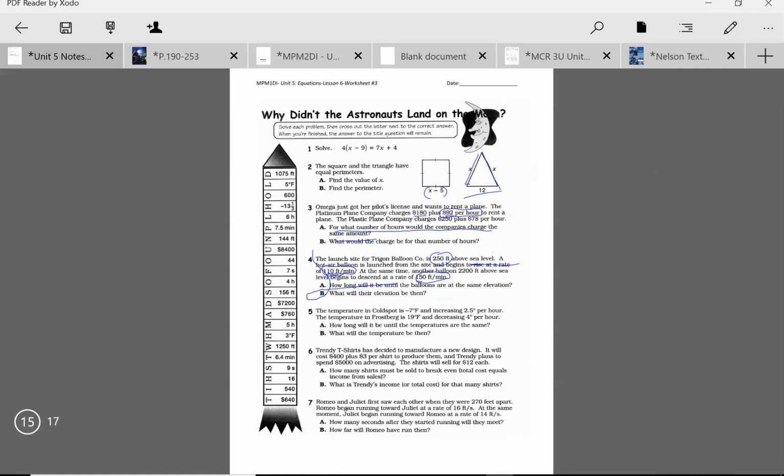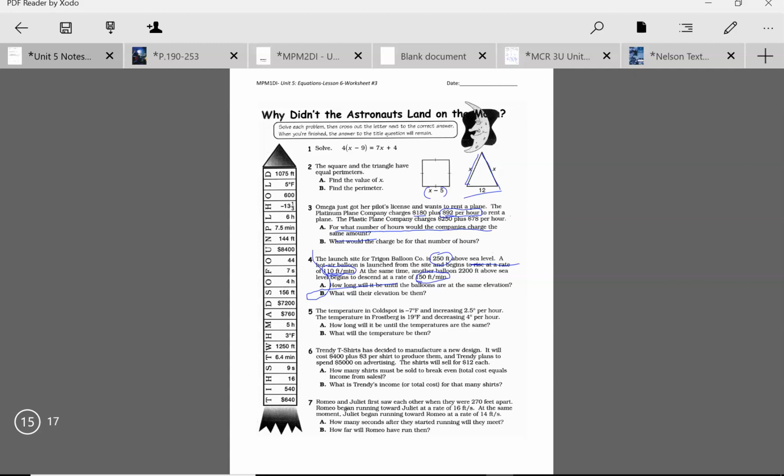Question 5. The temperature in Cold Spot is -7 Fahrenheit and increasing at 2.5 degrees per hour. -7 Fahrenheit. That's pretty cold. I don't know exactly how much that is in Celsius, but that's not a good temperature to be at.